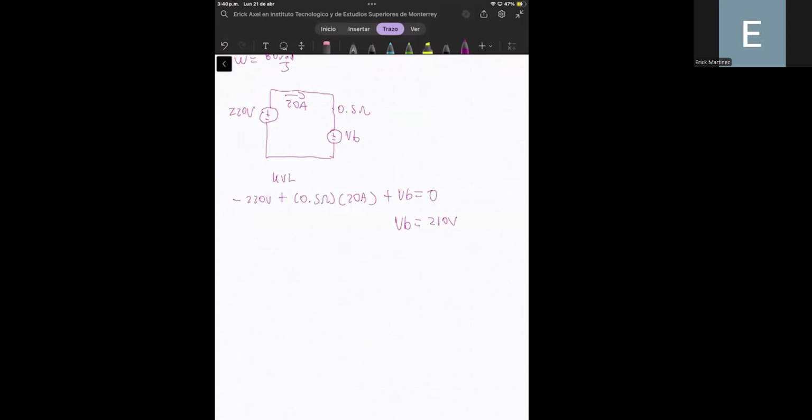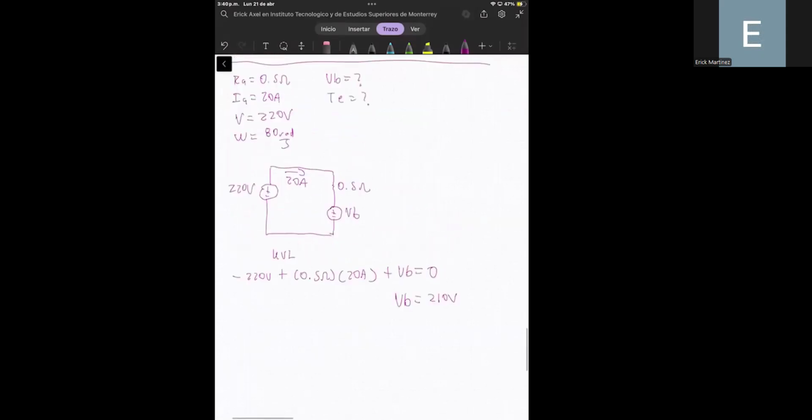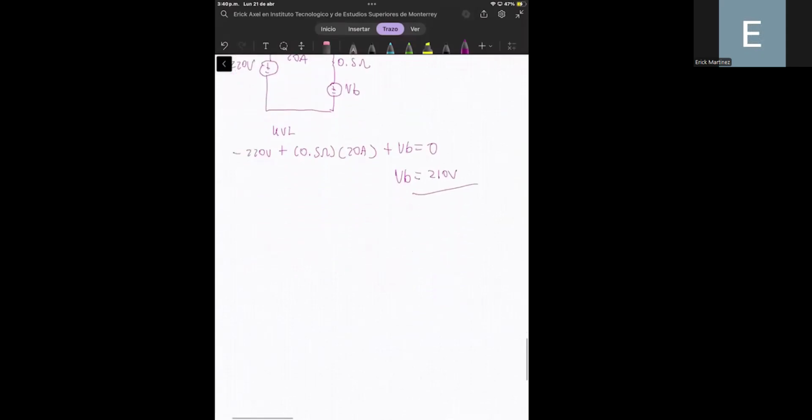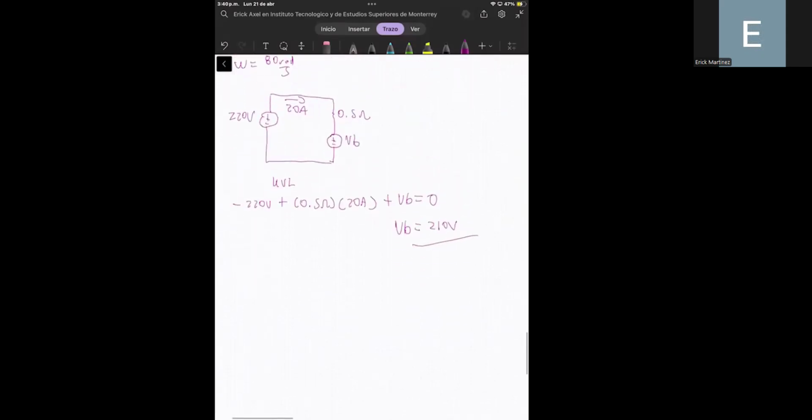And well, I think that's it. So we have solved this circuit, and in solving this circuit, we can compute directly the back EMF voltage. But now we need to compute the electromagnetic torque.